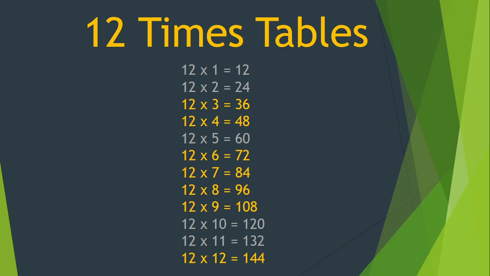Let's now learn our 12 times tables. The ones in grey are the ones you should already know because you've learnt them in the previous tables. So there are only 7 new ones to learn in the 12 times tables, and we are going to use 2 different strategies to work out the answers.